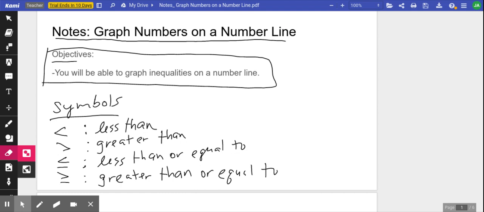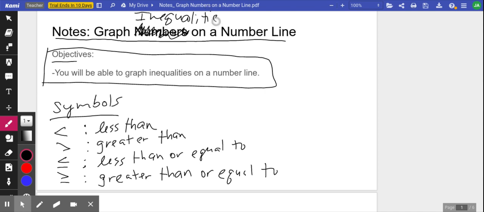So today's notes are just on graphing inequalities. I don't know why this says numbers because that's not what we're doing. So we're graphing inequalities. So graphing inequalities on a number line. So our objective today, we're going to be able to graph inequalities on a number line.